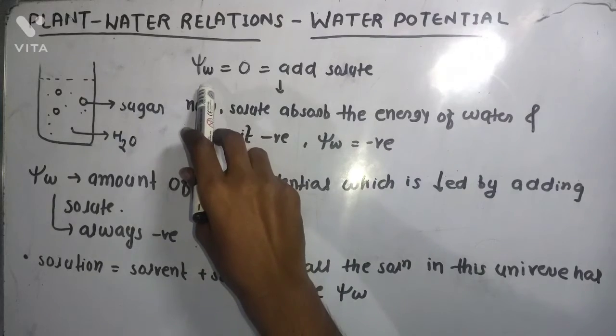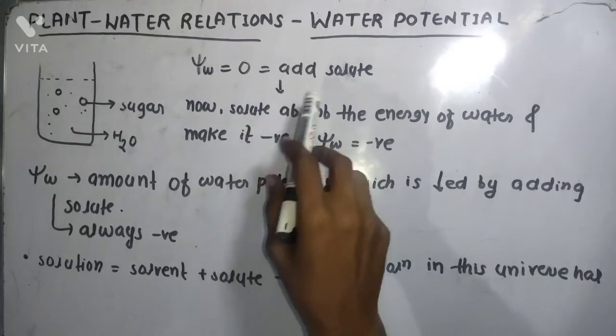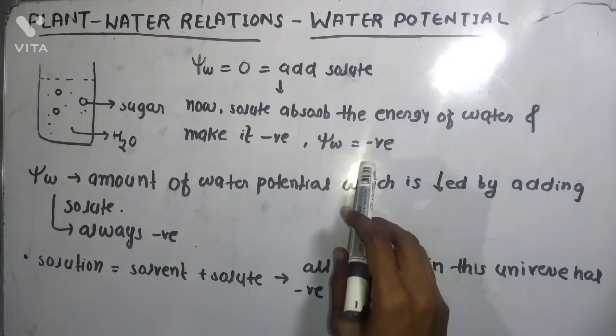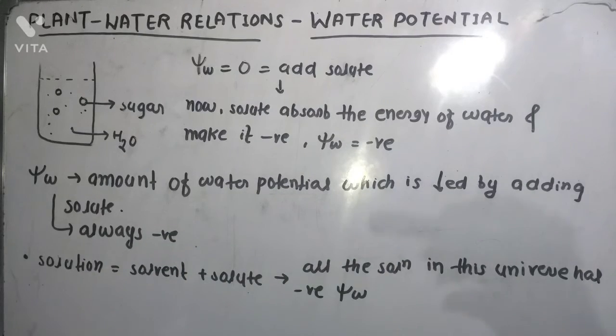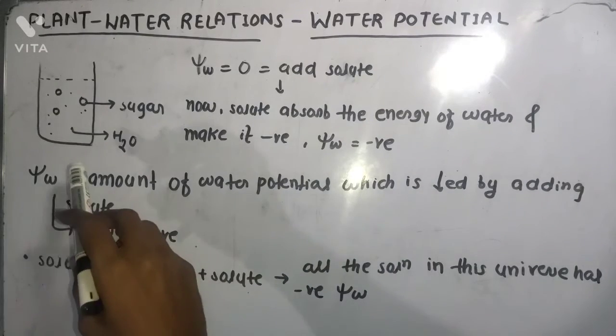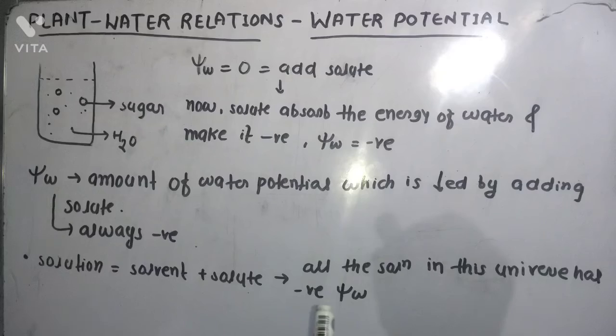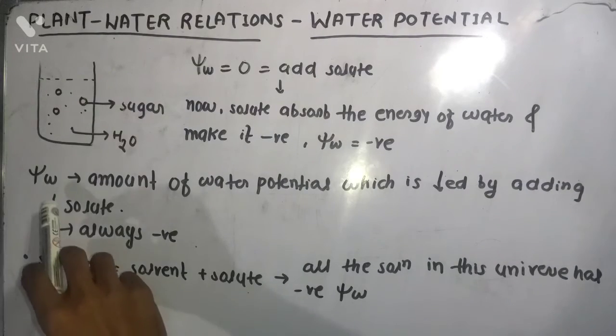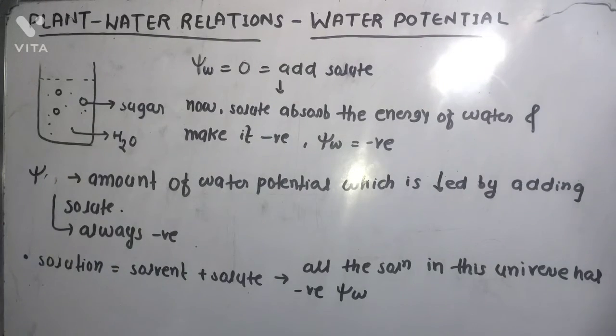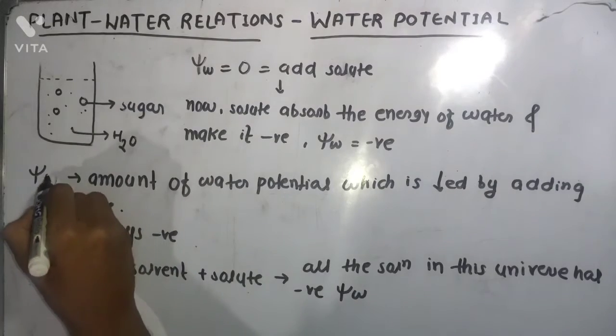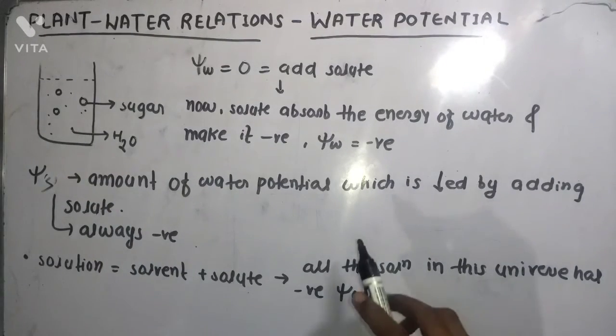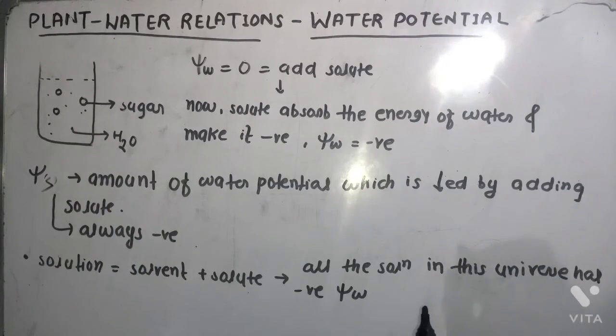So the water potential for pure water was 0. I added some solutes and it became negative. Why? Because to get dissolved, it needs energy, and it absorbs energy from the solution and makes it negative. So what is solute potential? Solute potential is the amount by which water potential is decreased by adding solutes, and this is always negative.